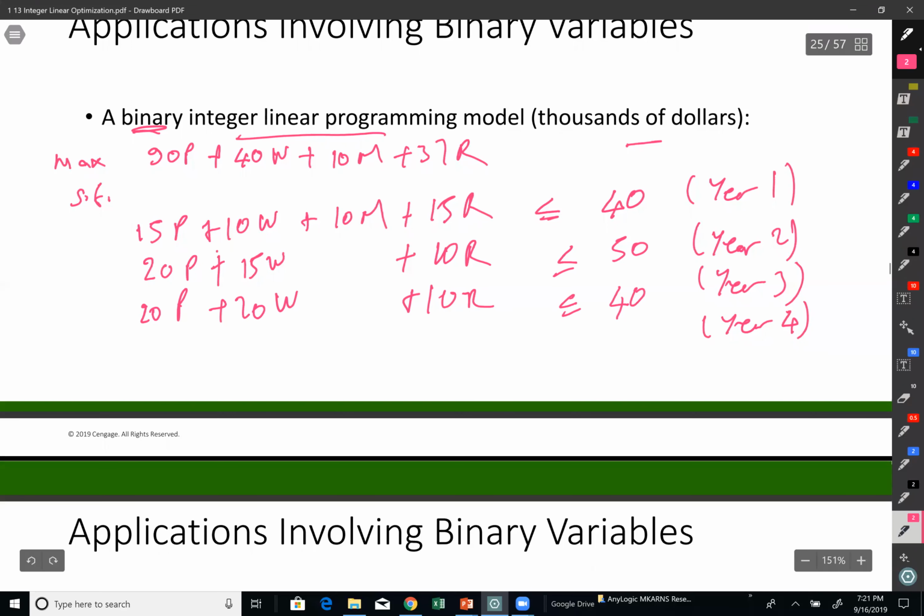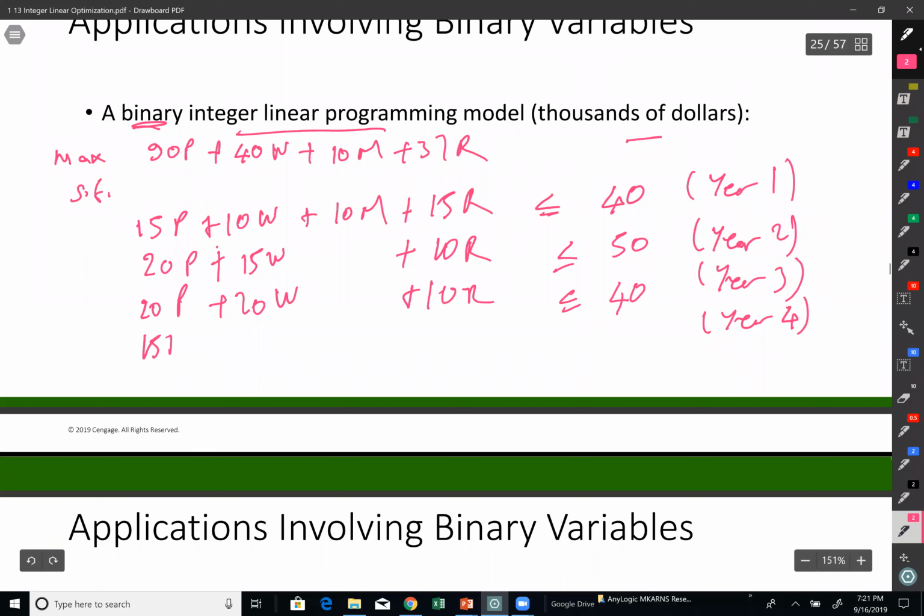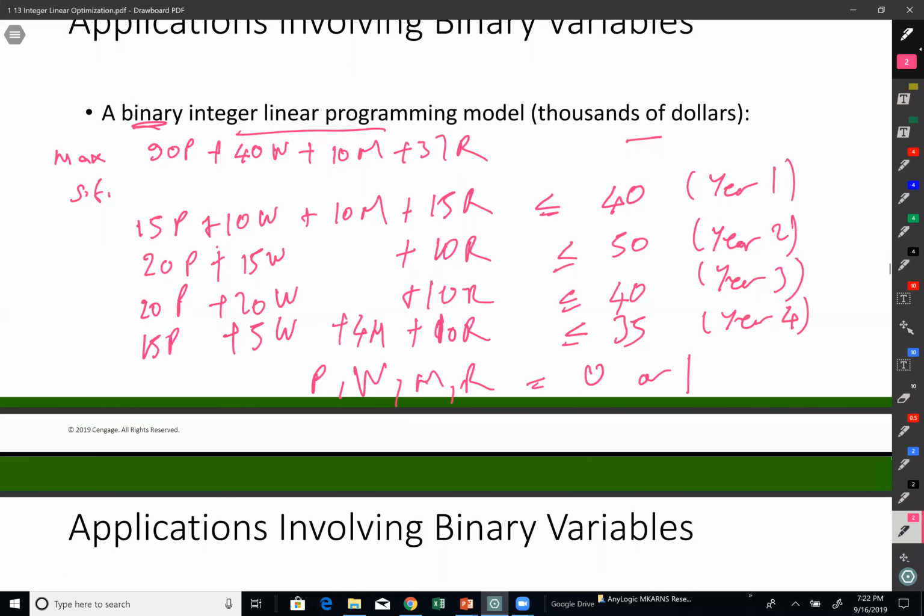Year 4, $15,000 I need to spend if I go with P, $5,000 for W, $4,000 if I go with M, and $10,000 if I choose R. And this has to be less than or equal to $35,000. Again, these are the constraints. Decision variables P, W, M, or R, these values have to be either 0 or 1. So these are binary decision variables.